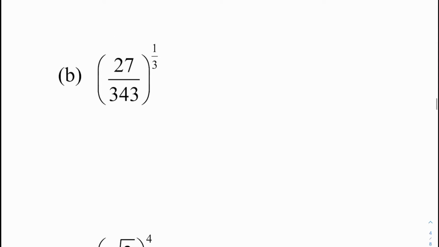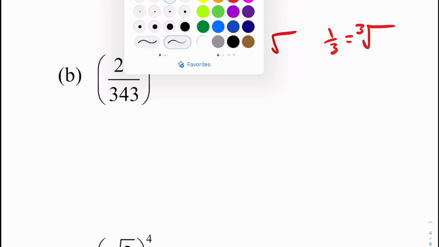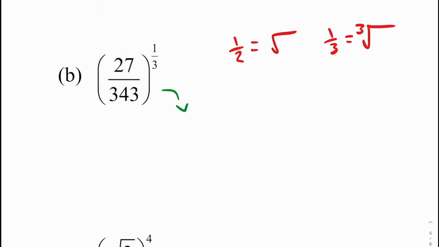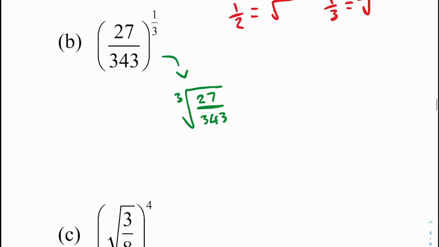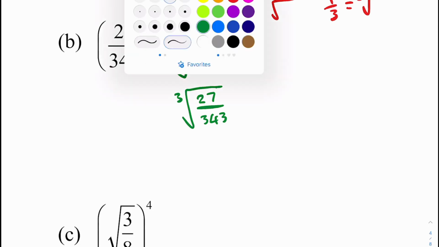Okay, next question, we've got a fractional power. So what to the power 1/3 means, so if we've got a half, this is equal to square root, 1/3 is equal to the cube root, and so on. So this expression we can rewrite to get the cube root of 27 over 343, and we can then break this down a bit further.